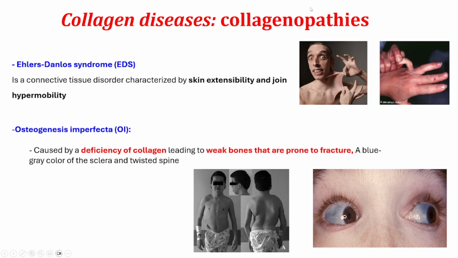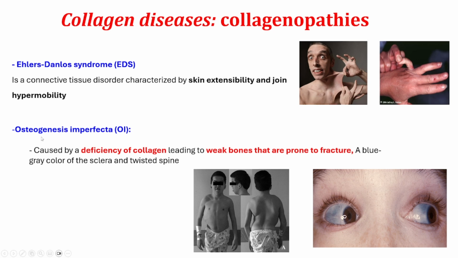Diseases related to collagen deficiency, we call them collagenopathy. There is an example which is called Ehlers-Danlos syndromes. They are characterized by skin extensibility. You know that when you try to extend your skin, you cannot. There is a limit, all right? But these people can extend it excessively. And they have joint hypermobility where they can flex their joints more than normal.